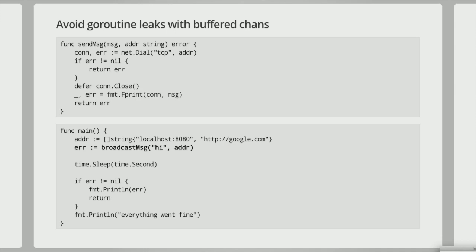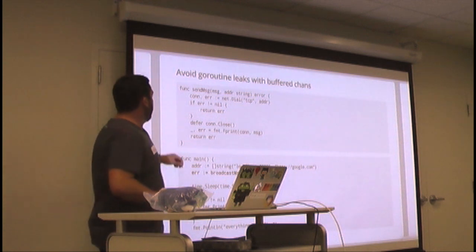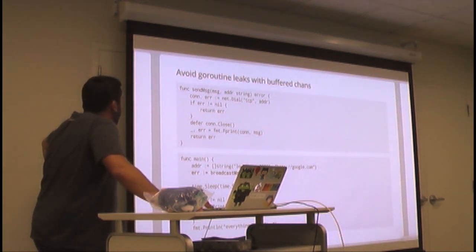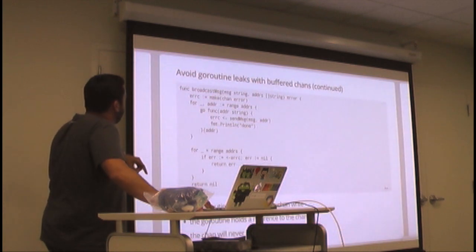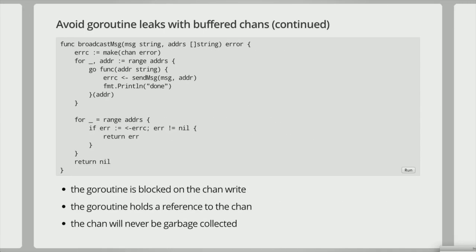So this is not the important code. The important code is the one on top. No, the important code is here. Yeah, the important code is this. So broadcast message is here. Broadcast message is given a message and all the addresses where I want to send the message.